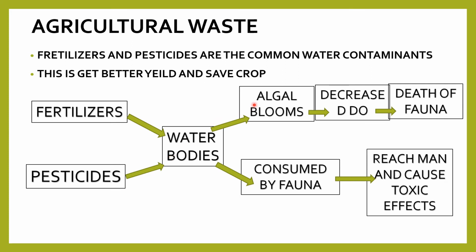These are nitrogen containing things. So in the water bodies, if excess nitrogen is there, it will lead to the formation of algal blooms. Since the algae occupy more of the surface area, gaseous exchange will not happen properly. Thereby, there is a decrease in the dissolved oxygen levels, and this will lead to death of the fauna. Coming to the pesticides entering the water bodies, these are consumed by the fish there. And finally, when these fish are consumed by man, they cause all those toxic effects.